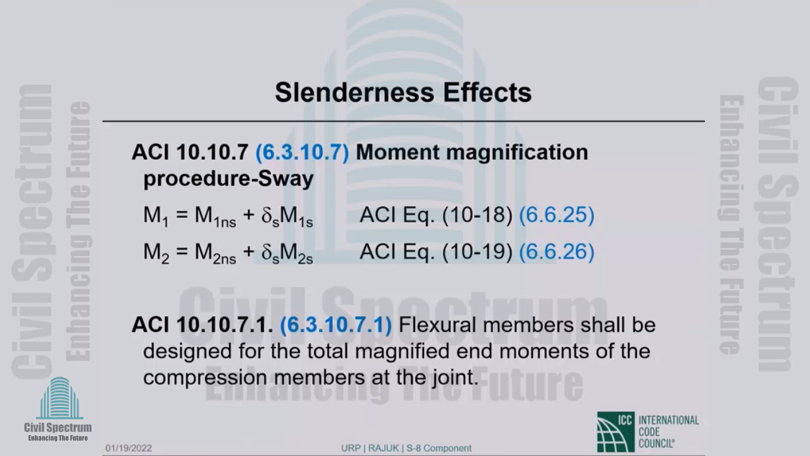M sub 1 s, factored end moment on compression member at the end at which m sub 1 acts due to loads that cause appreciable side sway, calculated using a first order elastic frame analysis. So I think that gives you the best explanation. Anyway, loads that cause appreciable side sway: all lateral loads cause appreciable side sway.